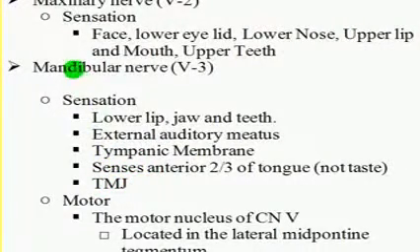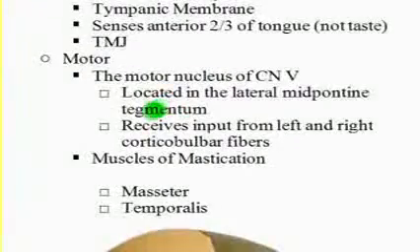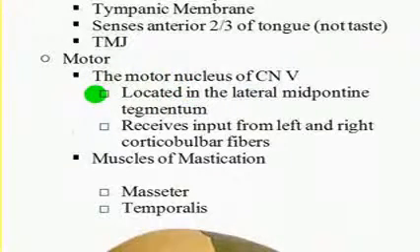The mandibular nerve, V3, also provides motor to muscles of mastication, and it's going to use the motor nucleus of cranial nerve 5. It's located in the lateral mid-pontine tegmentum, and it's going to receive input from both left and right cortical bulbar fibers, because this is an important part of survival, so I think of it that way. But if you get a lesion of the cortical bulbar fibers on one side, it's not going to completely wipe out that side if it's cortical bulbar.